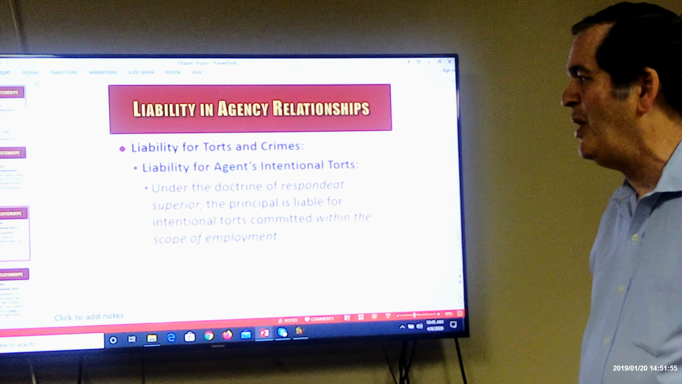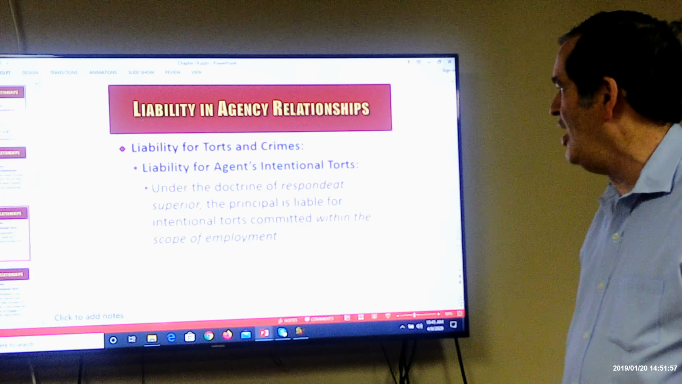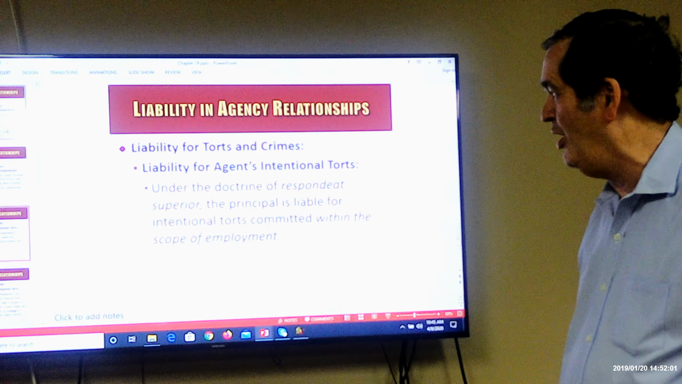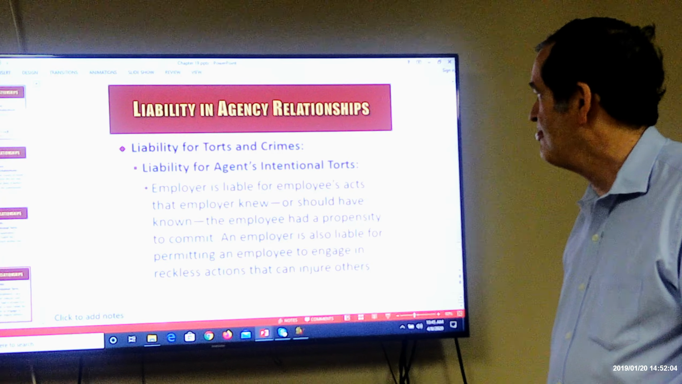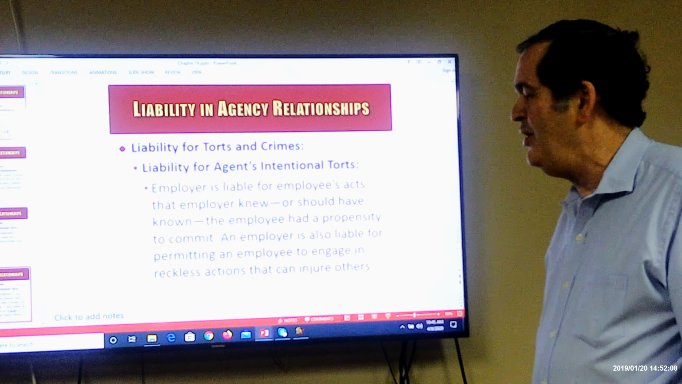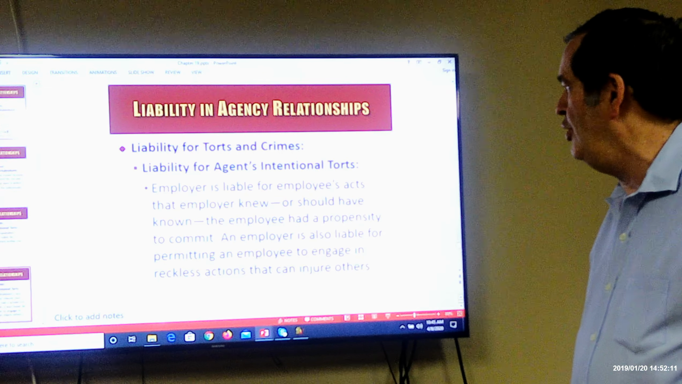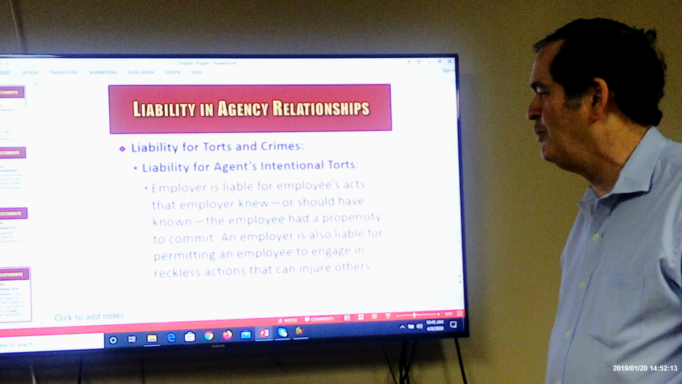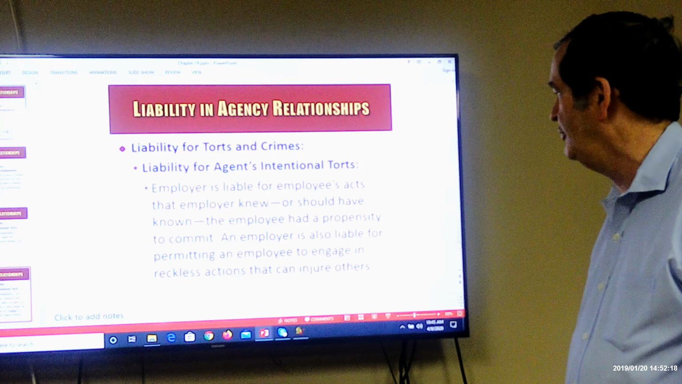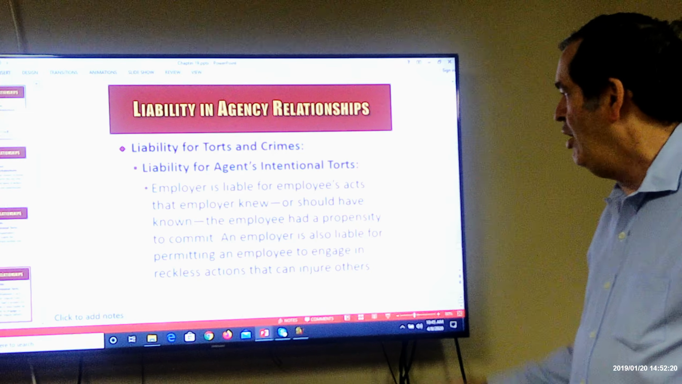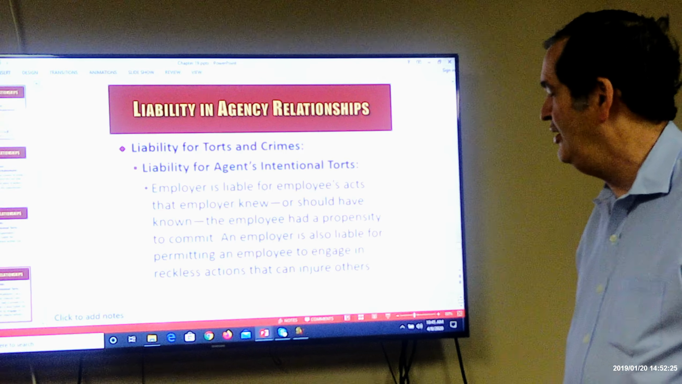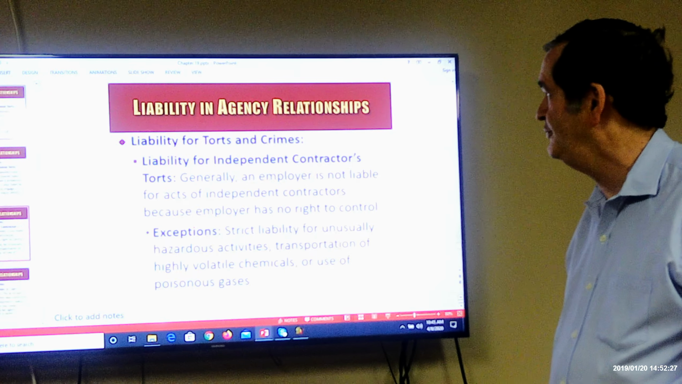Under the doctrine of respondeat superior, the principal is liable for intentional torts committed within the scope of employment as well as negligent torts. Anything that the employer knew or should have known that the employee had a propensity to commit would create liability on the part of the principal. Also, permitting the person to engage in reckless acts would be liability on the part of the principal.